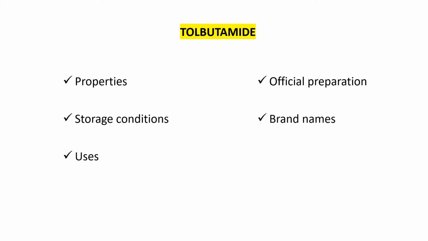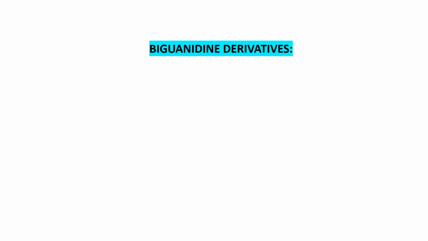Brand names: Astrocin, Dibane, etc. That is your trade name or brand name. This was your sulfonylurea derivatives, in which we have studied 3 drugs: chlorpropamide, glibenclamide, and the last one, that was your tolbutamide. Then the second class, that is your biguanide derivatives.